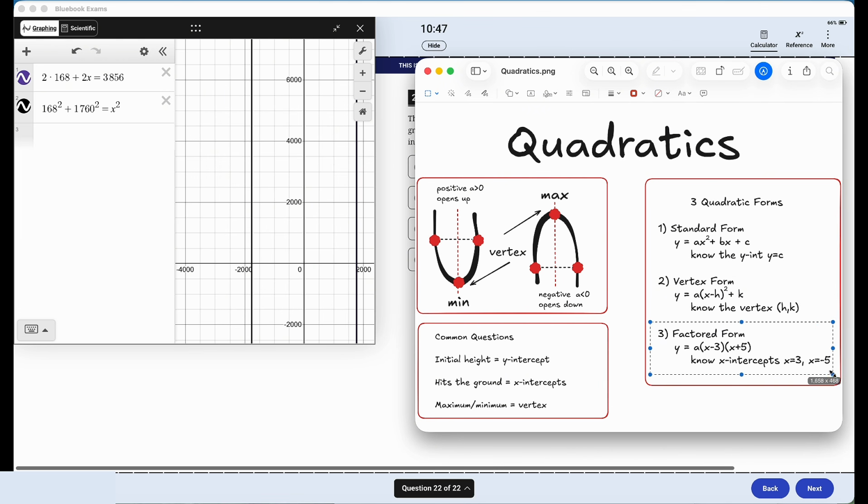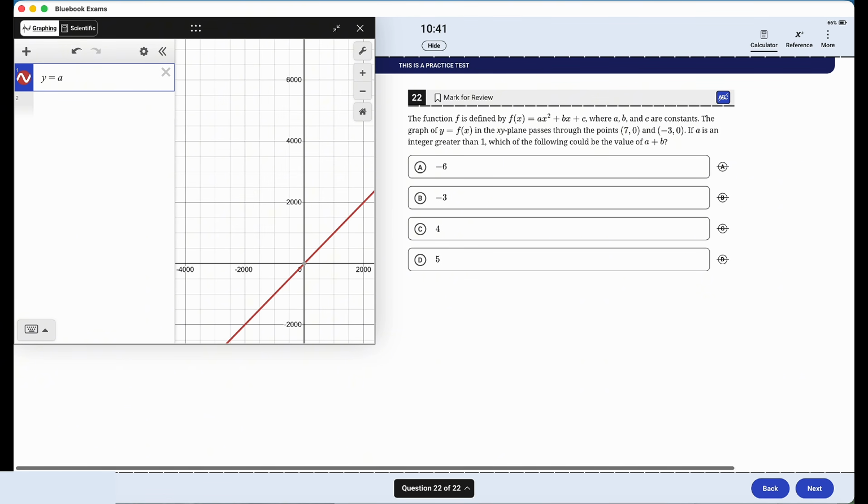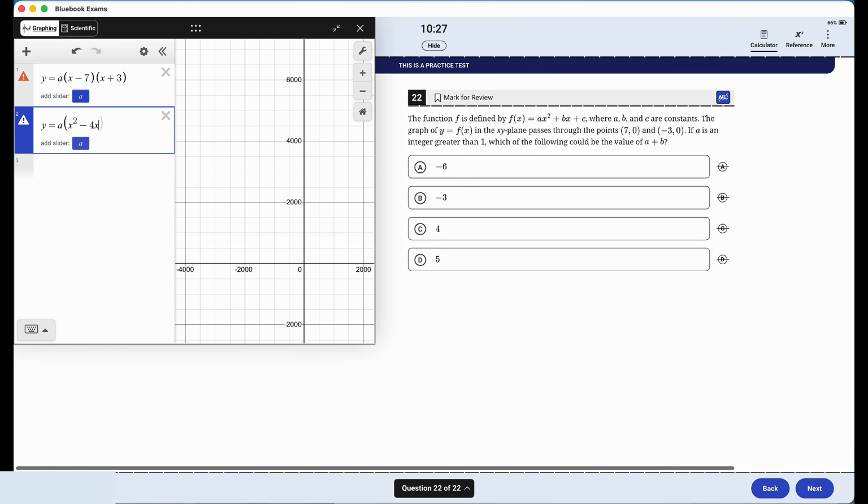But we're going to start in factored form because they're telling us the x-intercepts, right? So first I write this in its factored form. It'd be x minus 7 for this x-intercept, and then x plus 3 for this other one. And then I wanted to be in standard form, so I got to FOIL this out. If I FOIL that out, it's x squared minus 4x minus 21. Then I can distribute the a, and I get minus 4ax minus 21a. Their question is, if a is greater than 1, which could be the value of a plus b?